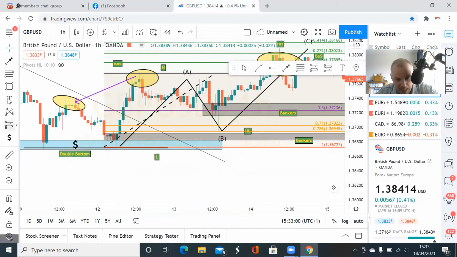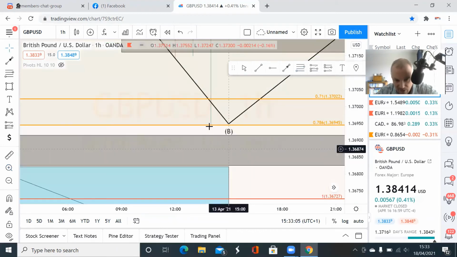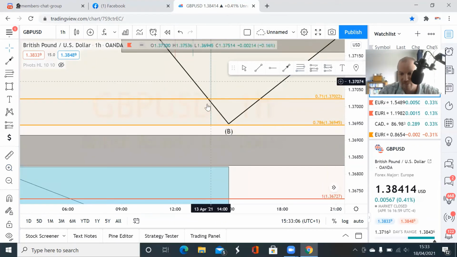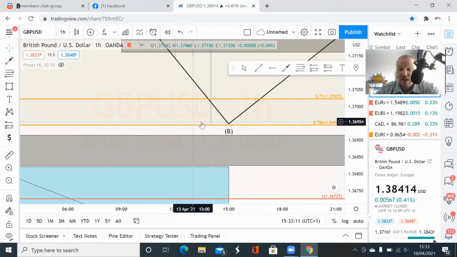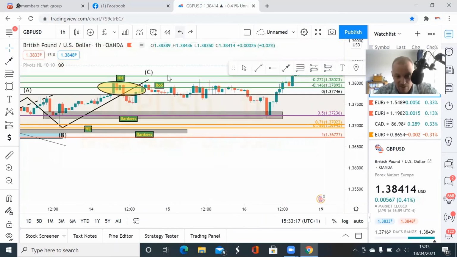Look at this, it's bang on what we would class. See that? Touched. It's come in, it's wicked into the 71, it's wicked into the 78.6. So this has hit, in essence, our Black Friday deal. Okay, fantastic, right? So that was the first leg.